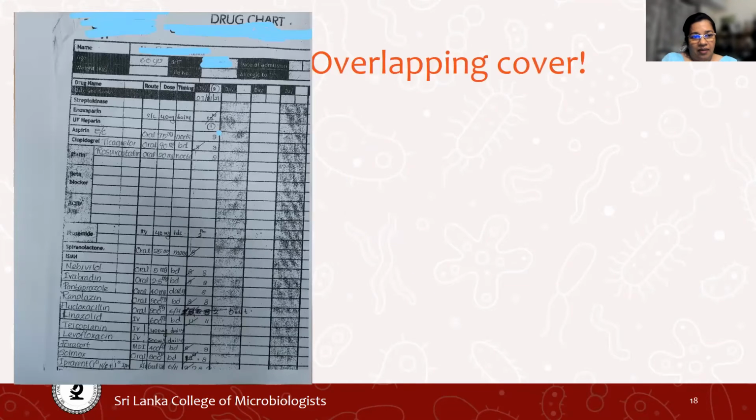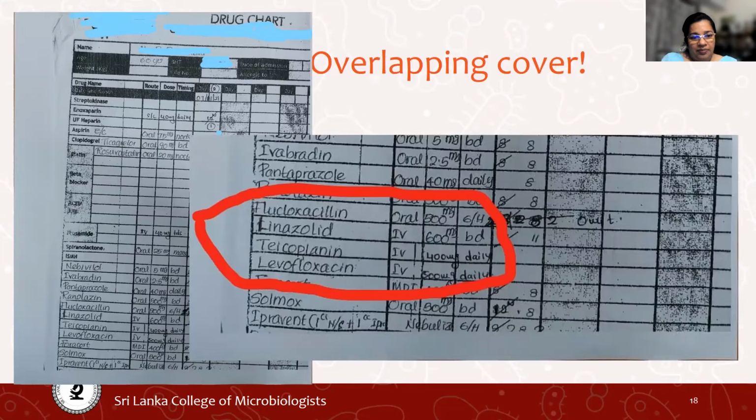Overlapping cover examples. You can see here the patient is on flucloxacillin, linezolid, teicoplanin, and levofloxacin. As you can see, if the patient is on linezolid, all the organisms covered by flucloxacillin and teicoplanin are covered by linezolid. So there's no point in having 3 drugs here, it will only cause toxicity and, of course, the cost and side effects.